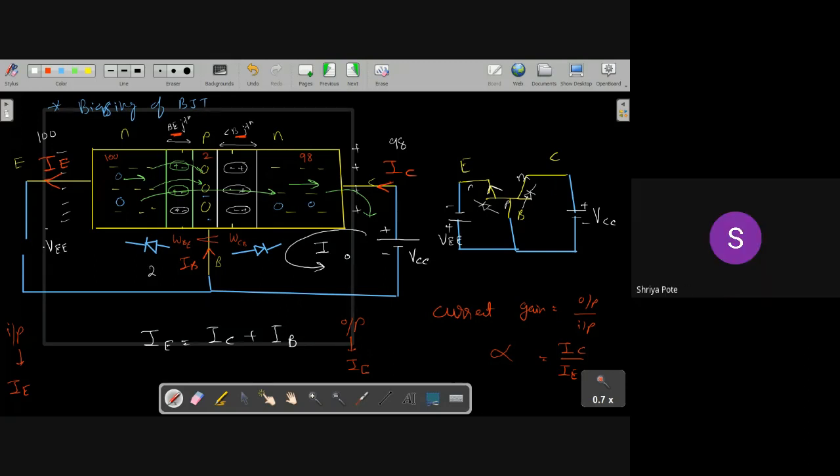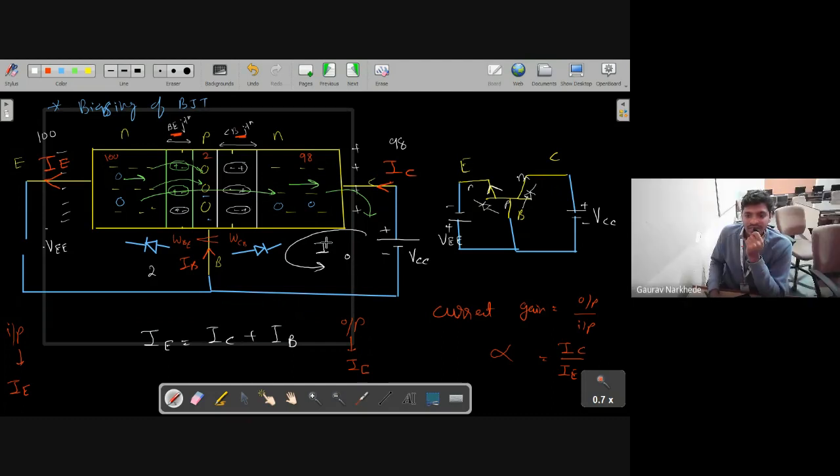करंट का डायरेक्शन कहाँ से कहाँ तक है? कलेक्टर से बेस तक. So this ICBO is called the current flowing from collector to base. देखिए इसको क्या बोलेंगे? करंट फ्लोइंग फ्रॉम कलेक्टर टू बेस व्हेन एमिटर इज ओपन.